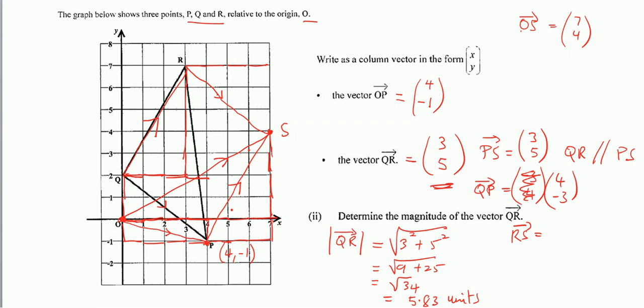So RS was 1, 2, 3, 4 across, and 1, 2, 3 down, so that is minus 3. So the two vectors QP and RS are the same. So therefore QP is parallel to RS. Right? So therefore we can safely say that PQRS is a parallelogram. Okay?